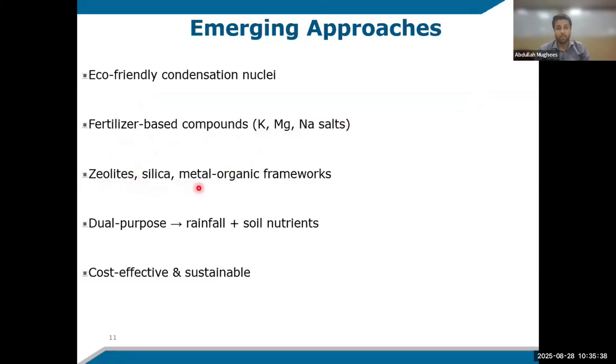And then we have different other kinds of chemicals as well that are eco-friendly. And nowadays we are following this dual purpose mission, which is rainfall plus soil nutrients. So if you're going to make it rain, whatever you put into the clouds is going to come to the ground. So let's put something that is good for the ground. Okay, so it will rain as well as provide nutrients to the soil. And we are looking for cost effective and sustainable methods. So if we have to do it again and again, well, it should be cost effective, right?